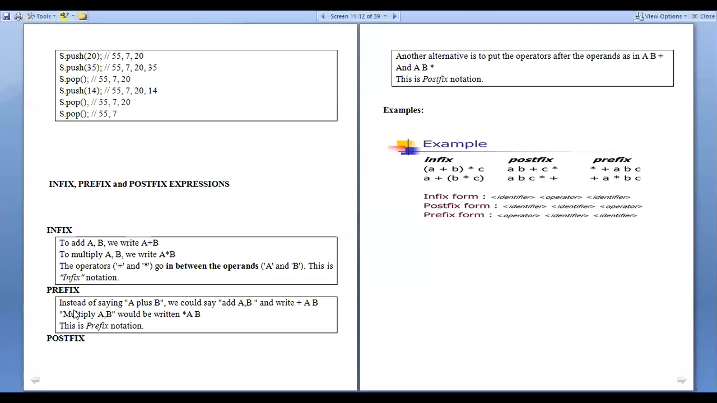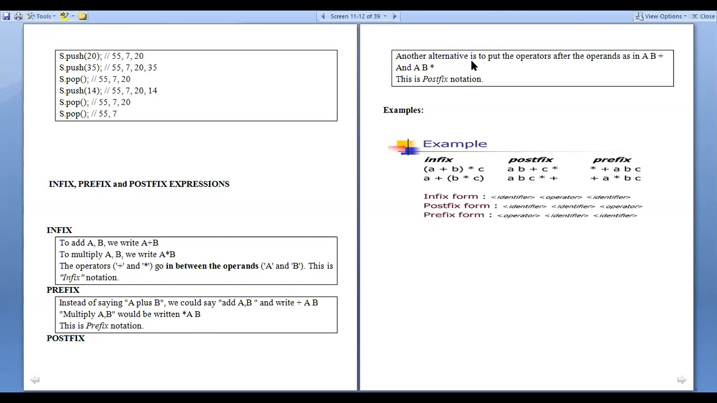Prefix. Instead of saying a plus b, we could say add ab and write plus ab. Multiply ab would be written star ab. This is prefix notation. Next, the third expression we have is postfix expression.